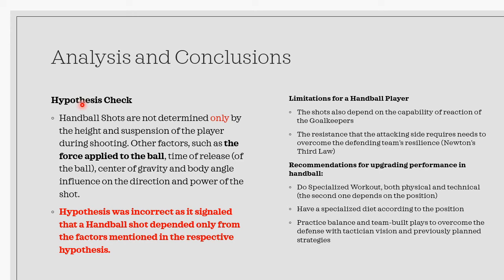Now, the conclusions. The hypothesis was partially correct, but I consider it incorrect because the only factors I considered that made a handball shot possible were the suspension and the height and the force applied to the ball. However, I didn't consider the time of release of the ball, the center of gravity, and body angle, which also influence the scoring process.